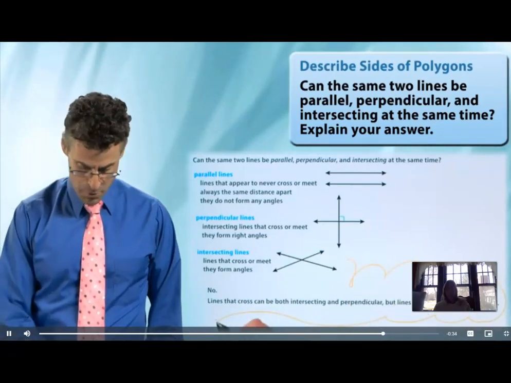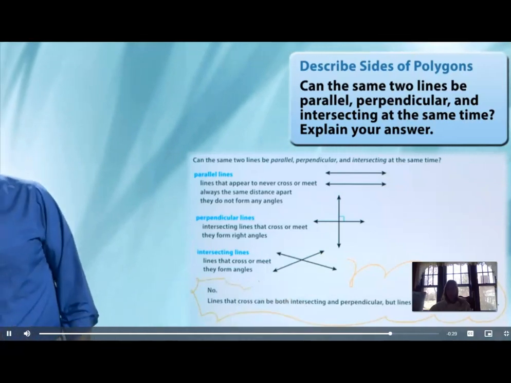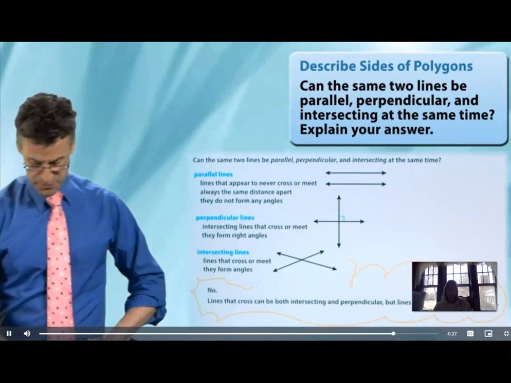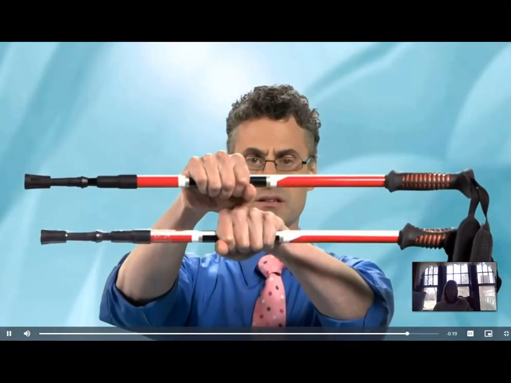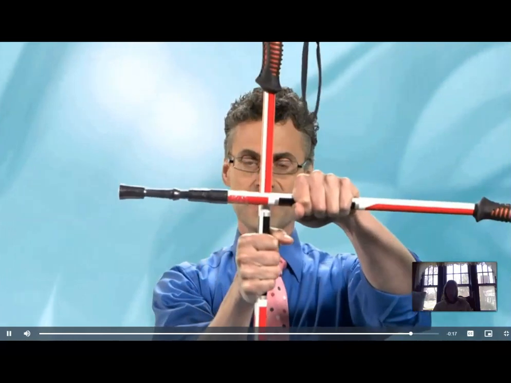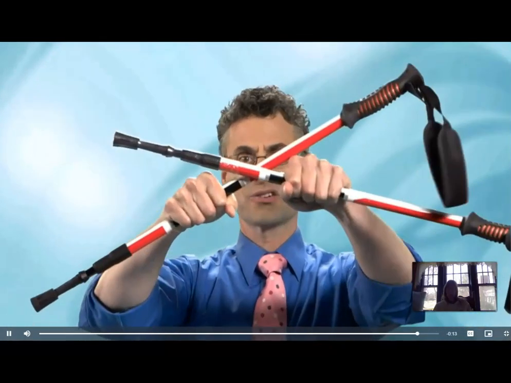And there is the answer. And the cool thing is that you can see all sorts of examples of parallel and perpendicular lines just in our everyday world, even if you're thinking about walking sticks. Here again is what parallel looks like. Here again is what perpendicular looks like. And anything, as long as they cross each other, that's intersecting.